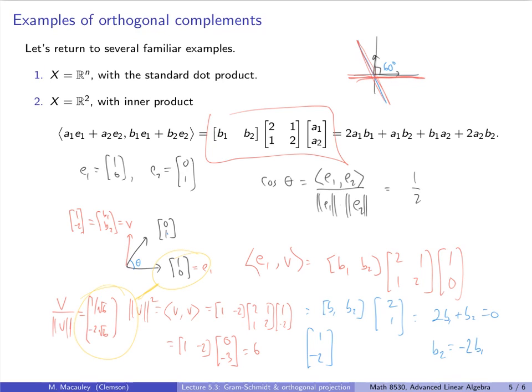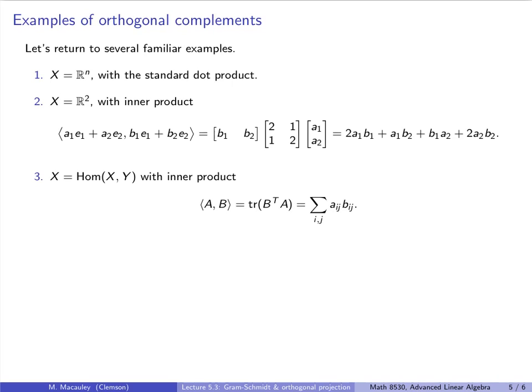So I like this example because it abstracts the notion of inner product, and it gives a little unusual definition for what we mean by perpendicular or orthogonal. Our third example is the space of linear maps from x to y. And the inner product, we've done this example before, is the trace of B transpose A, which, if you wrap your head around it, ends up being basically like the standard dot product.